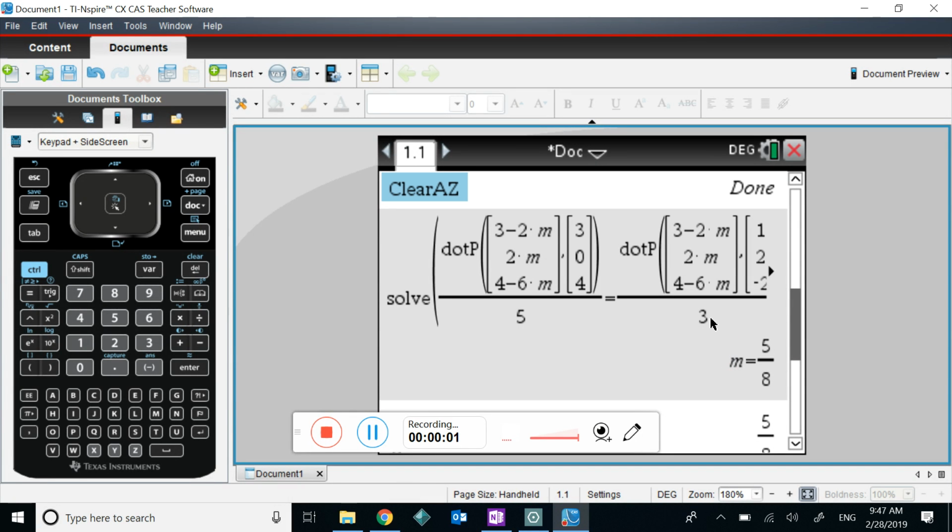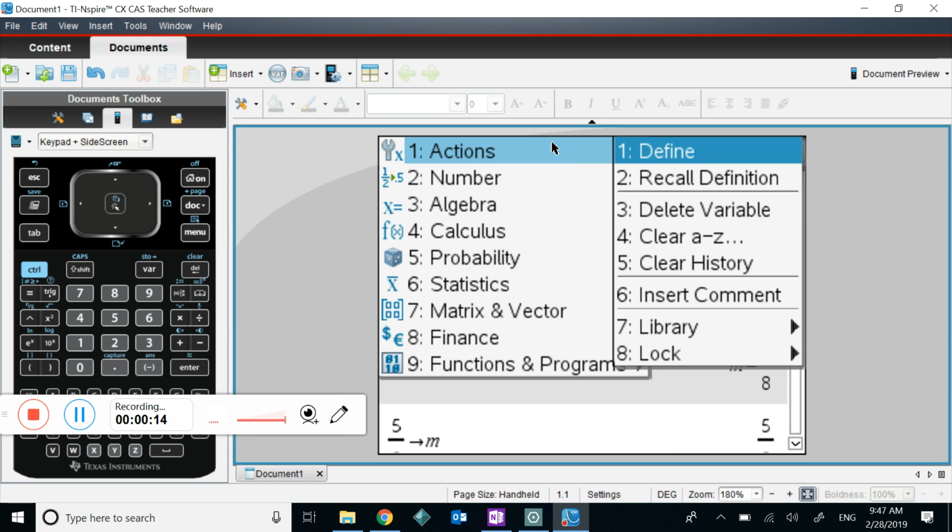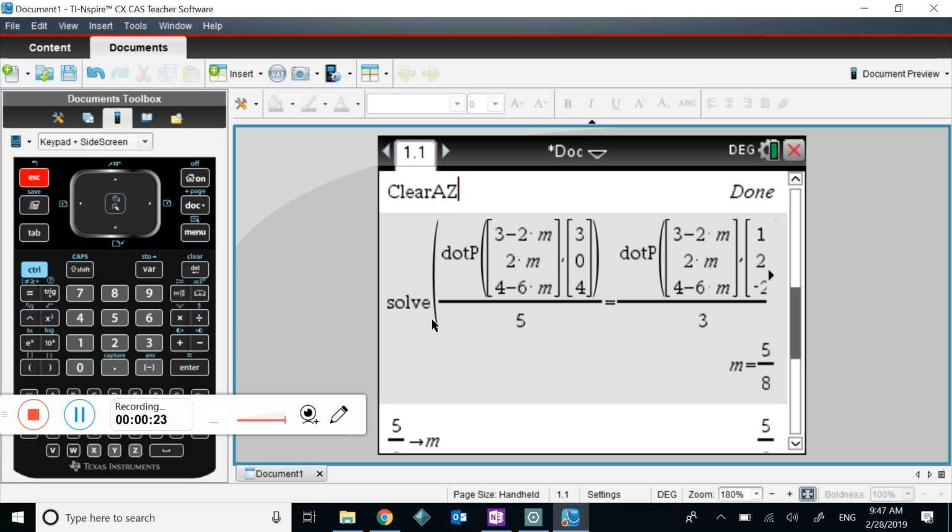Okay, so for this one, I first of all cleared A to Z because remember I just defined M. I want to use the same matrix, but I don't want to keep the value there. So I go menu number one, actions, and clear A to Z. So delete the defined number. I don't want that number anymore. And then I try to solve.